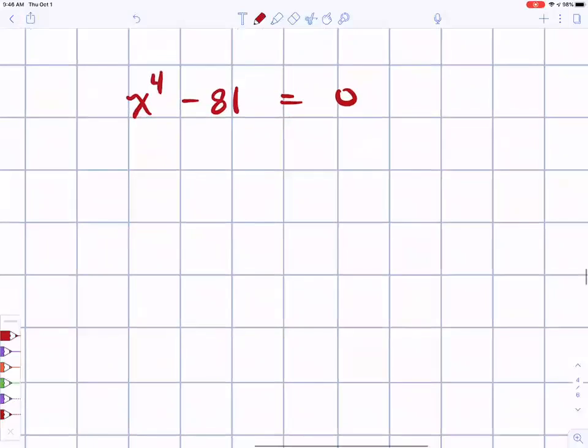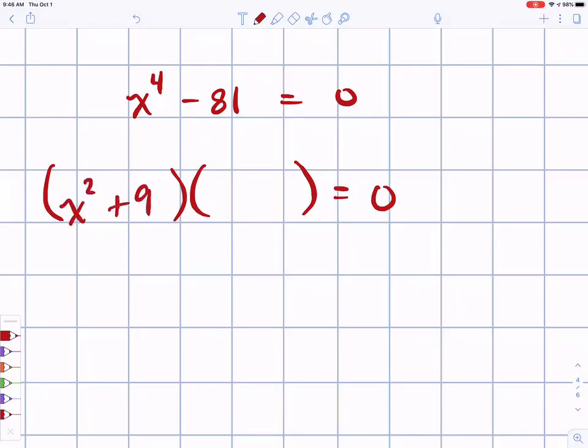And what do you notice about that binomial there? What can be done? Yeah, because it's a difference of 2 perfect squares, right? So how does this factor down then? Now, it's always a good idea to factor completely. So is there any more factoring that I can do on this? Yeah, so what more can I factor?